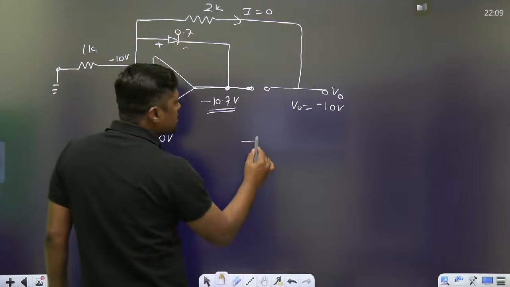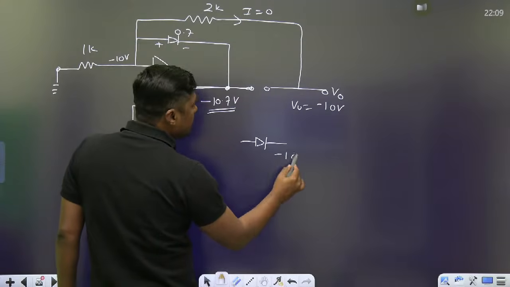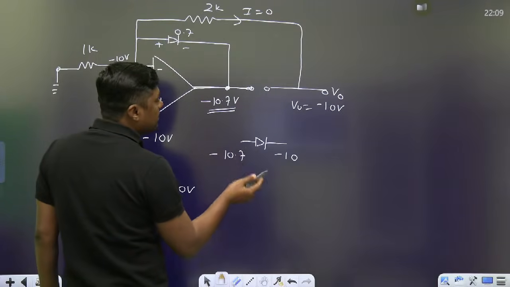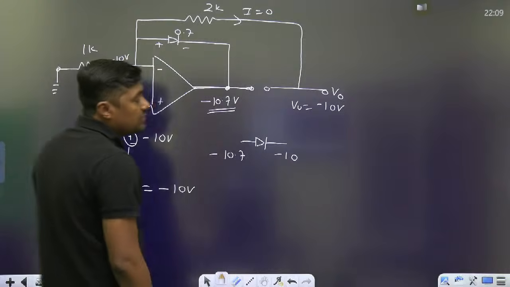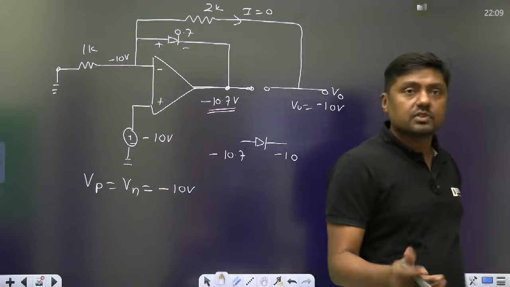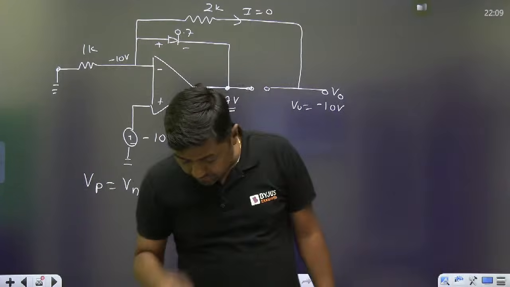So what about this diode? On the negative side, it is minus 10 volt. On the positive side, minus 10.7 volt. Definitely this diode is what? Off. This diode is off. Finished. That is the question. Very simple. Okay, next one.